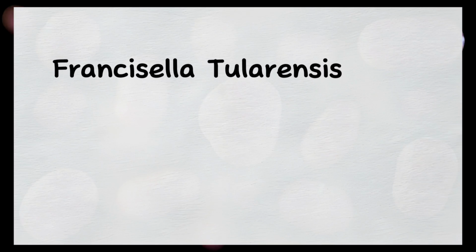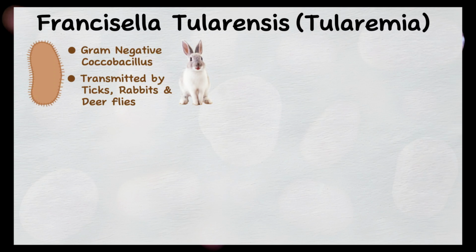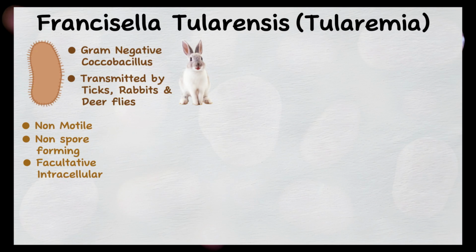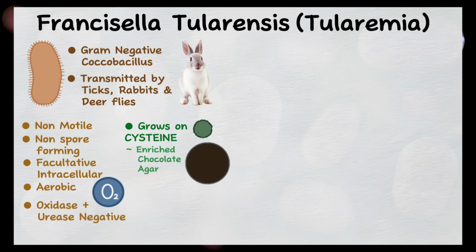Summary of Francisella tularensis. In summary, Francisella tularensis is a gram-negative coccobacillus that causes the zoonotic disease tularemia, which is transmitted by ticks, rabbits, and deer flies. This bacterium is non-motile, non-spore-forming, facultative intracellular, aerobic, and negative for both oxidase and urease. It thrives on cysteine-enriched media, such as cysteine-enriched chocolate agar, BCYE, and Chab.